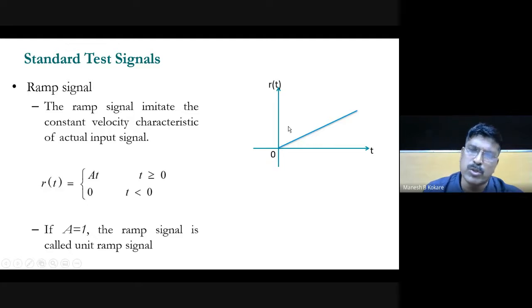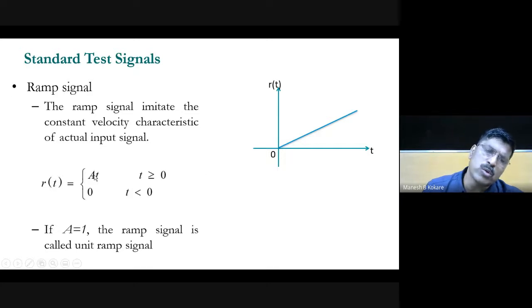So when we represent this signal mathematically, the model of the signal will be r(t) equal to A into t, when t is greater than or equal to 0. For t less than 0, what is the magnitude? It is 0. So when t is less than 0, it has 0 magnitude, and its magnitude will be equal to A into t when t is greater than or equal to 0.